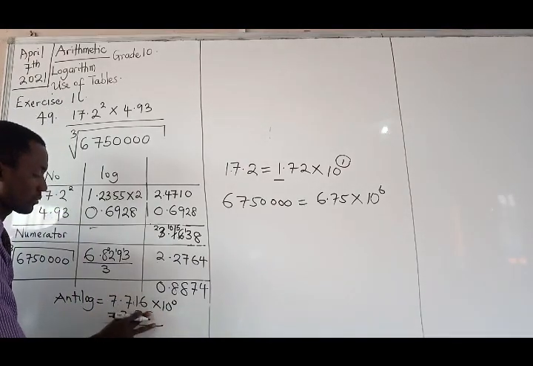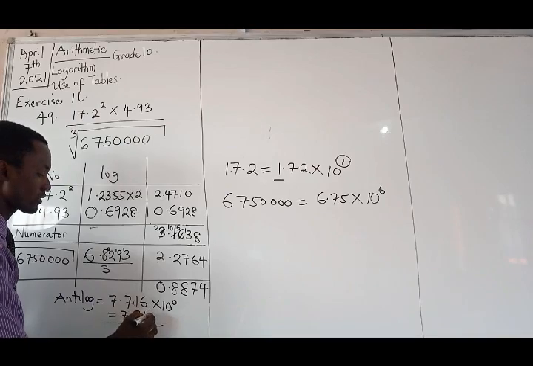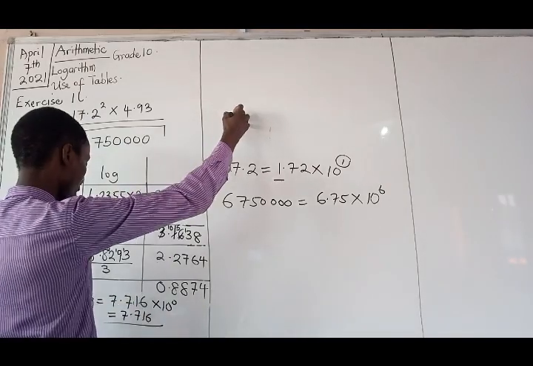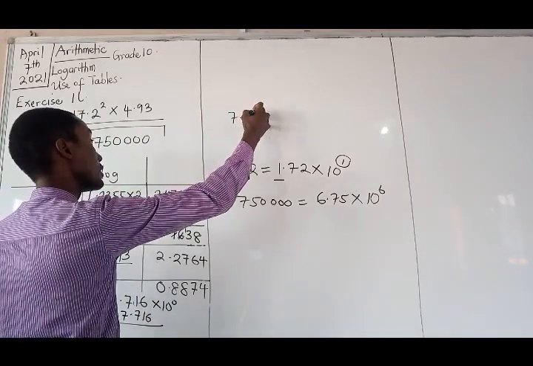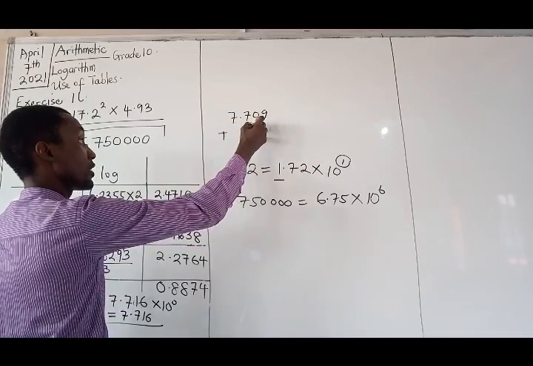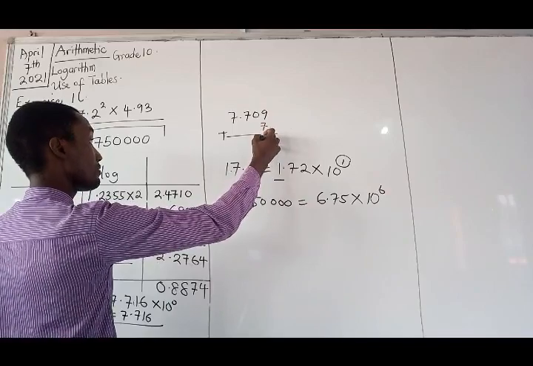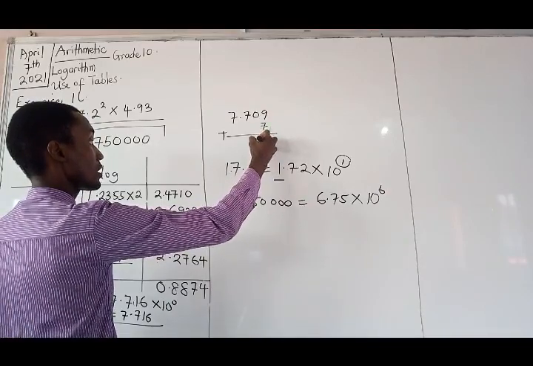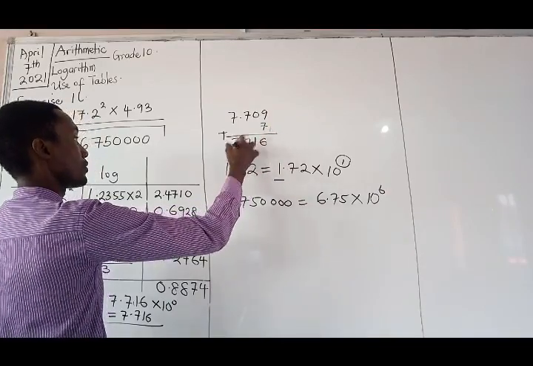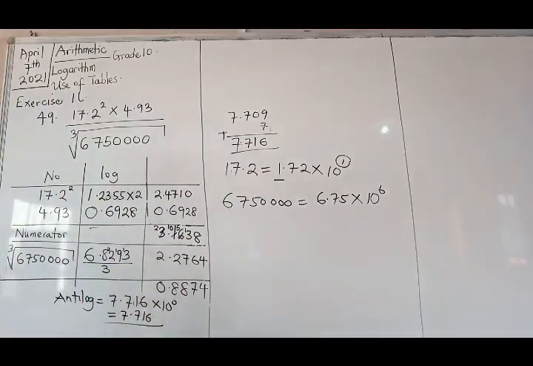7716. 7716. And that is 7.709 plus, what's the difference? Difference 4 is 7, so that will be 617.7. Alright, so that clears out that problem.